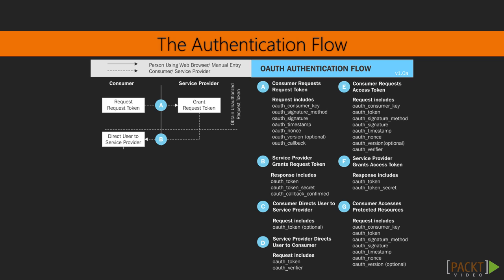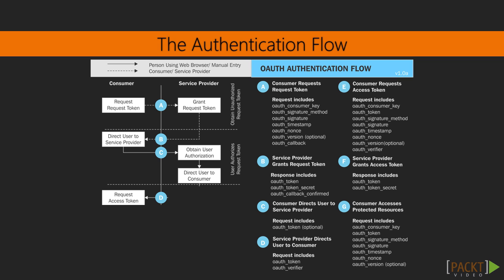The first step toward authentication is asking for a request token. The client asks the server for a request token. In the request, the client includes its consumer key or API key and uses the consumer secret to sign the request. The client also includes a callback URL that the server will use later on. This is shown in step A. Once the server verifies the client, it sends back a request token and a secret key, as shown in step B. The client then redirects the user or resource owner to the authentication URL on the server.